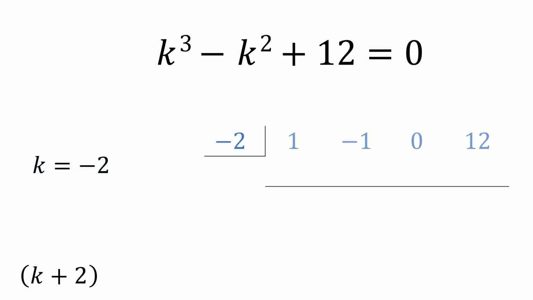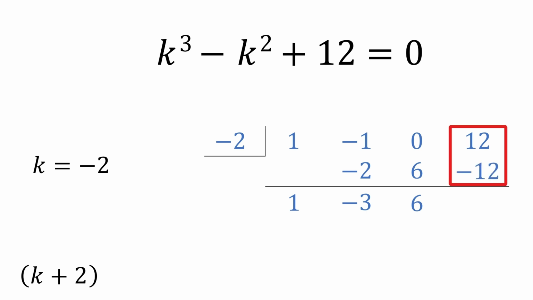Watch the pattern carefully. Bring down the 1. Multiply by -2 gives -2. Add -1 and -2 gives -3. Repeat. Multiply by -2 gives 6. Add 0 plus 6 gives 6. Repeat. Multiply by -2 gives -12. Add 12 and -12, which gives 0. Exactly what we hoped for. The quotient is k squared minus 3k plus 6.